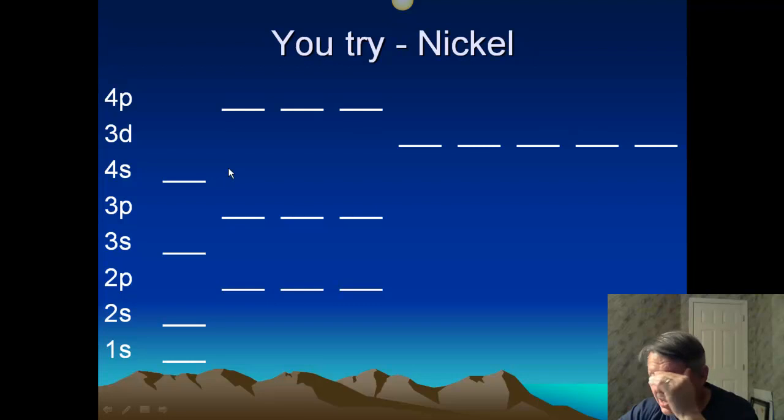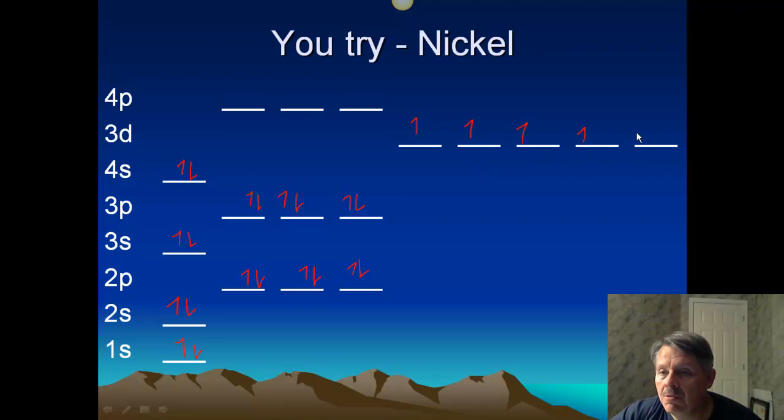That makes sense. All right, try nickel. This is the harder one. Nickel has 28. Pause the video, give it a shot. All right, 28. 2, 4, 5, 6, 7, 8, 9, 10, 11, 12, 13, 14, 15, 16, 17, 18, 19, 20. Okay, nickel has 28. 1, 2. Now notice we're in the d block. 3, 4, 5, 6, 7, 8. There's a lot more room.